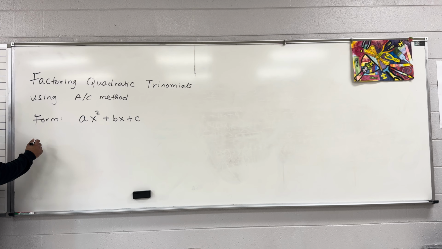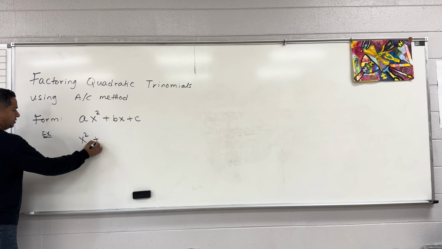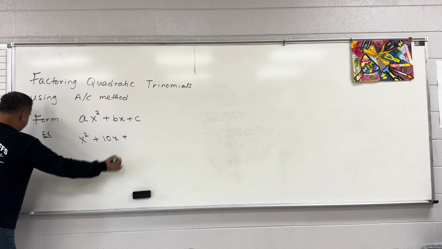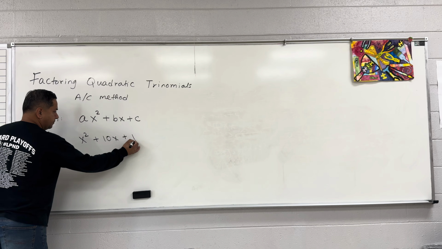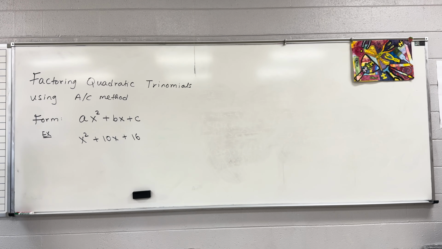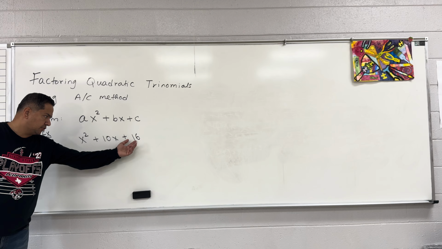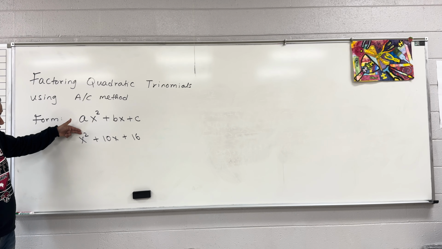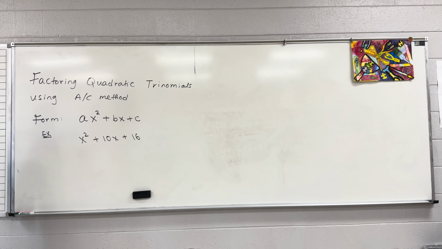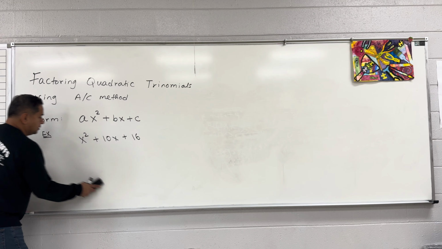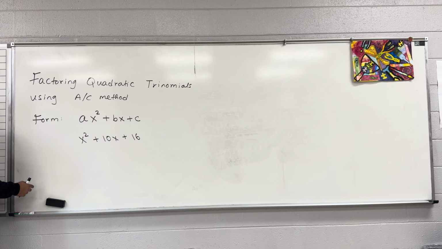I guess I'll explain this to you with this example here. So, example: x squared plus 10x plus 16. So we have a quadratic trinomial here. This is a trinomial, three terms. The highest power is 2, so it's quadratic. And we're about to factor this thing.